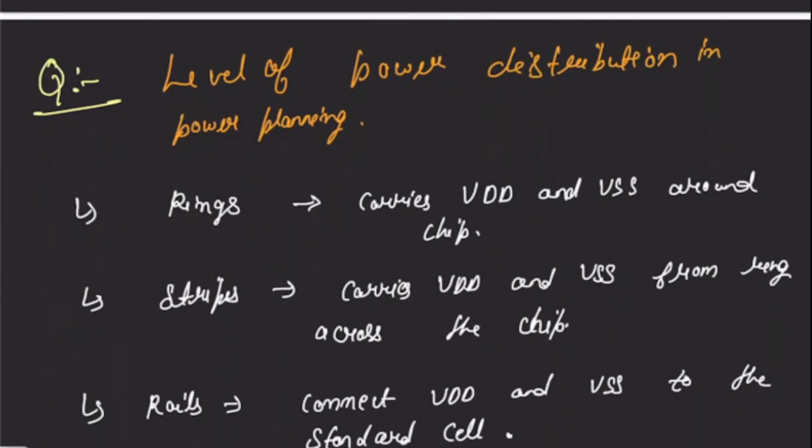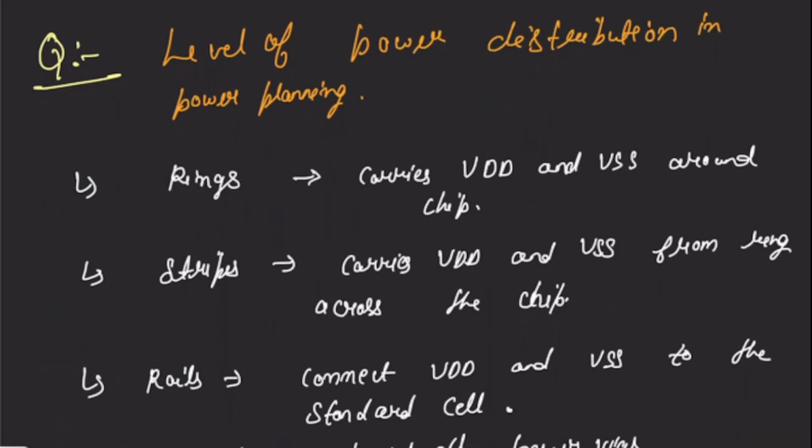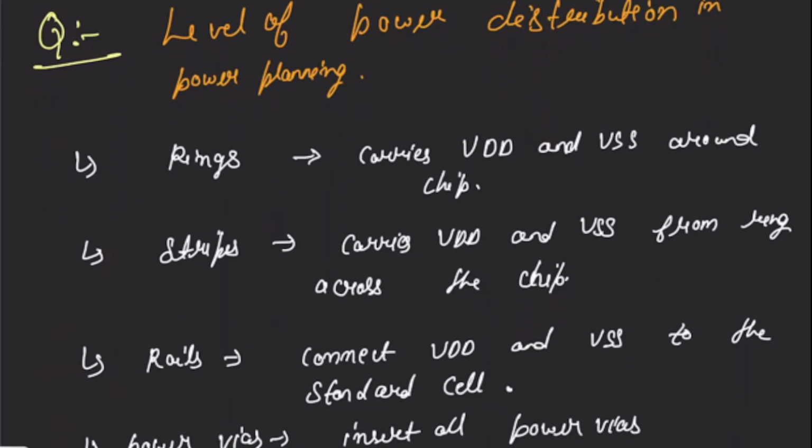Next question is levels of power distribution in power planning, meaning how the power is distributed across the chip. What are the levels? You have to explain all those levels. So first, there are rings, power rings we call them. They carry the VDD and VSS around the chip.